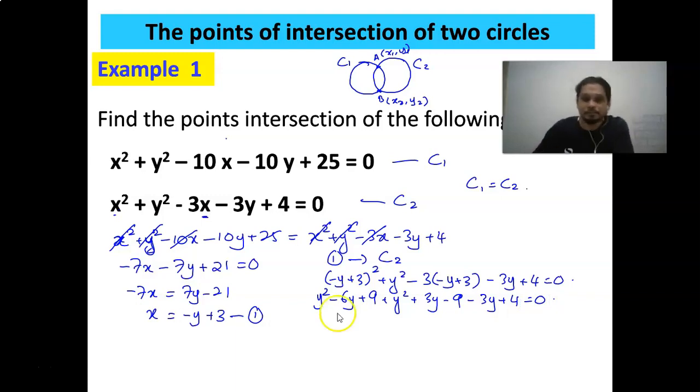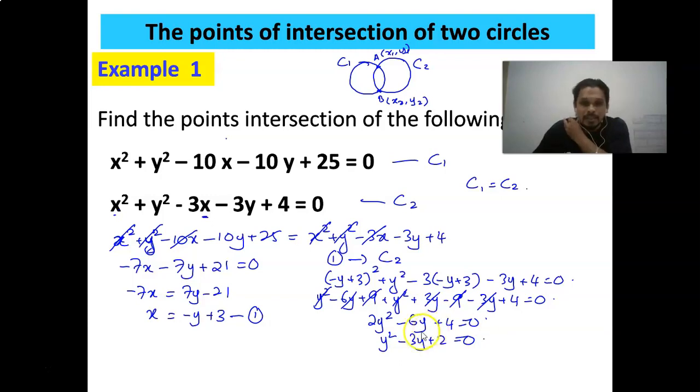So next, y squared plus y squared is 2y squared, negative 6y plus 3y minus 3y is negative 6y. 9 minus 9 equals 0, then we get plus 4. Divide everything by 2 and we come out with y squared minus 3y plus 2 equal to 0.